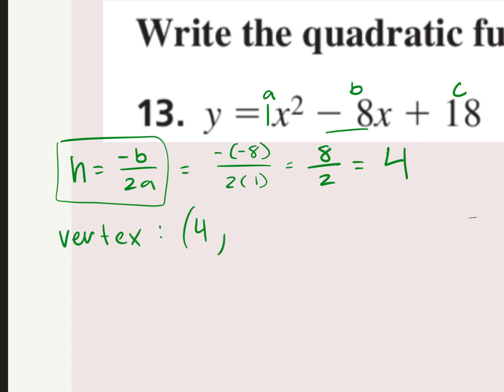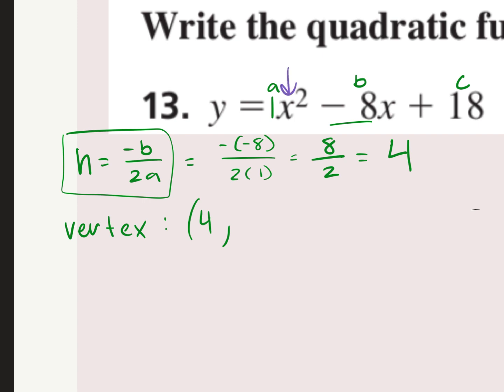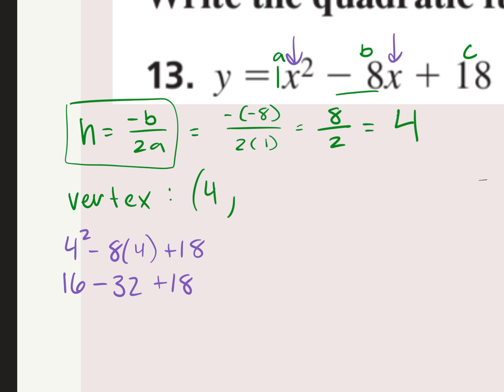How do I find the second number in the vertex? We have to plug 4 into the x's. So I have 4 squared minus 8 times 4 plus 18. So 16 minus, what's 8 times 4? 32, plus 18. 16 minus 32 is negative 16, plus 18 is 2. So what's our k? 2. The second number in our vertex is 2. So this is our vertex.